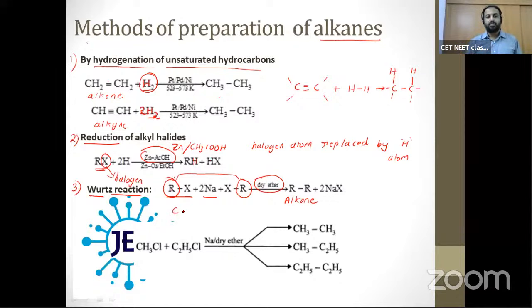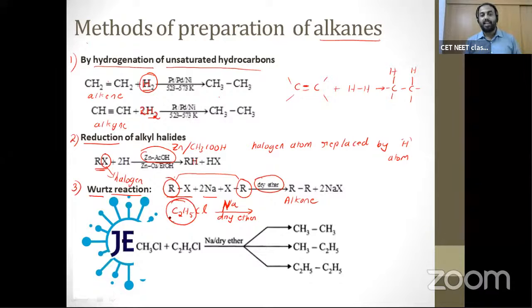C2H5Cl, arrow mark, sodium in dry ether. Sodium in dry ether. As soon as you see sodium and dry ether, you should remember Wurtz reaction. And you now need to predict the alkane product. How? Just repeat alkyl group twice.